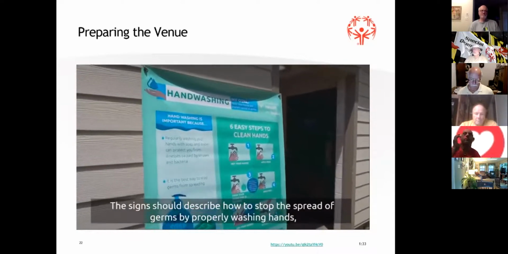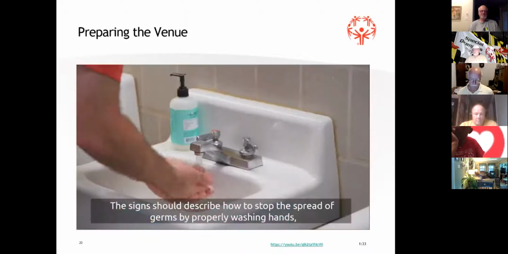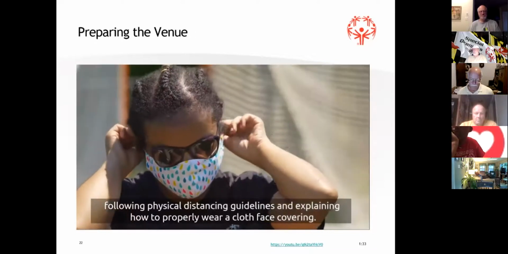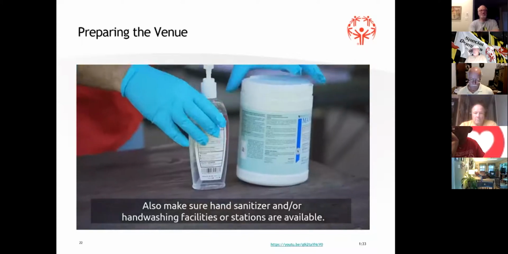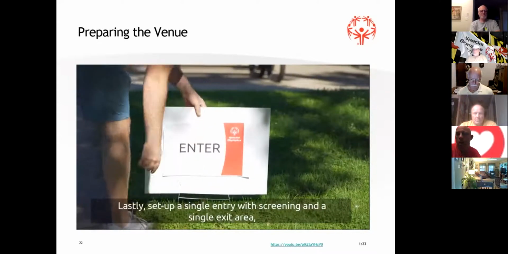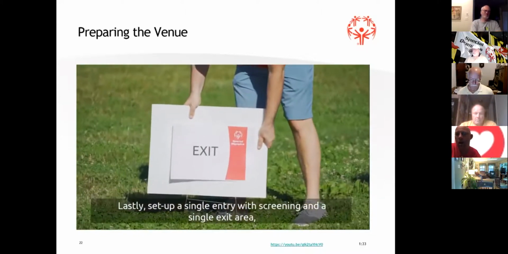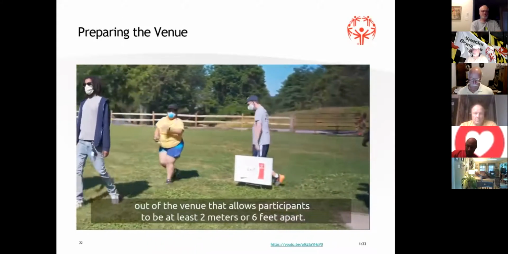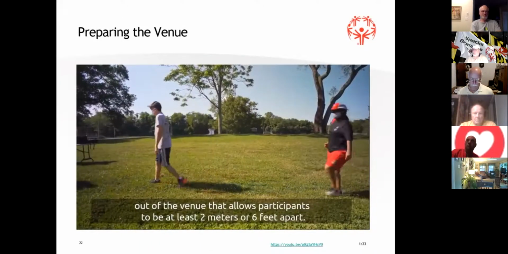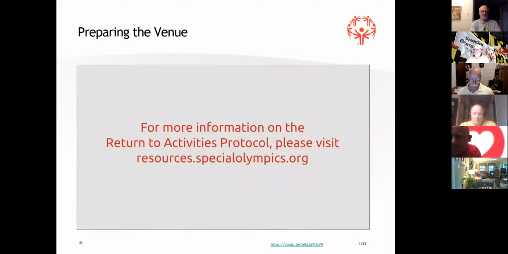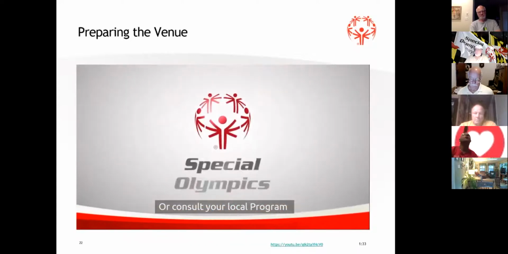The signs should describe how to stop the spread of germs by properly washing hands, following physical distancing guidelines, and explaining how to properly wear a cloth face covering. Also, make sure hand sanitizer and/or hand washing facilities or stations are available. Lastly, set up a single entry with screening and a single exit area, which means there should be one entrance into the venue and one exit out of the venue that allows participants to be at least 2 meters or 6 feet apart. For more information on Special Olympics Return to Activity protocol and safety guidelines, visit resources.specialolympics.org or consult your local program.